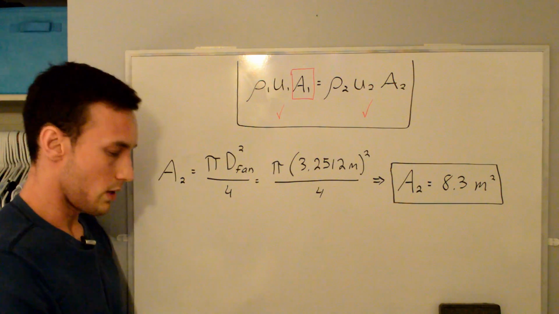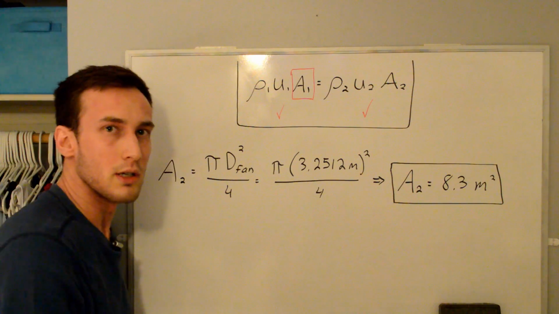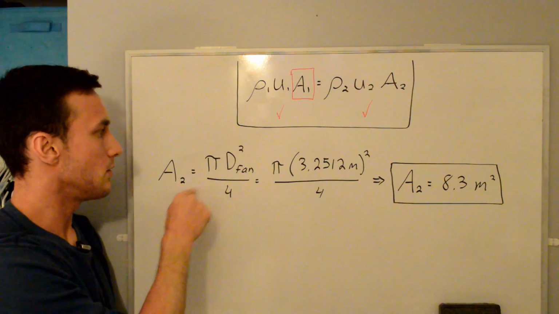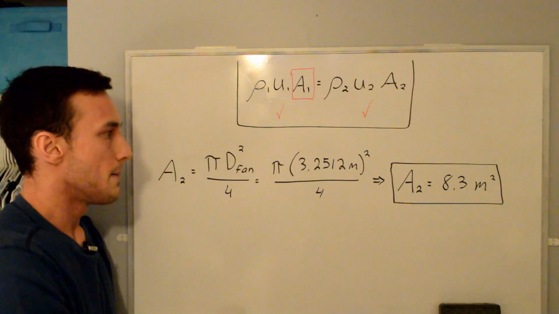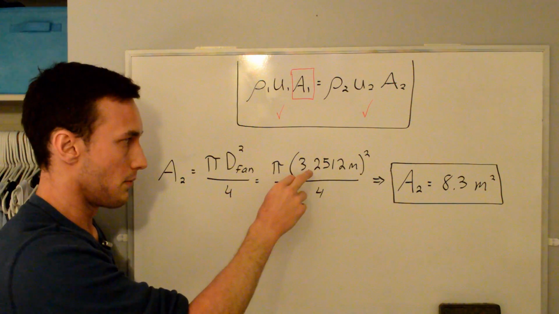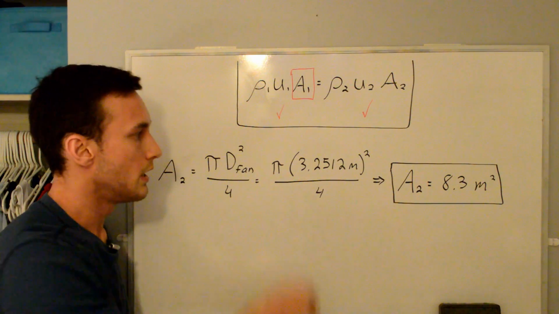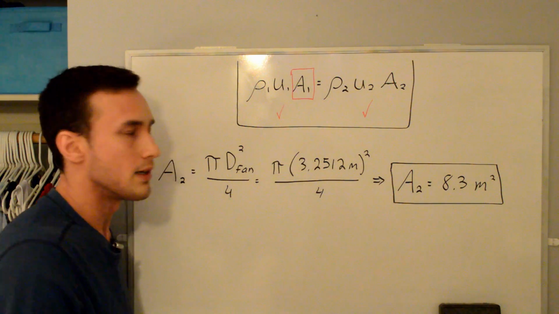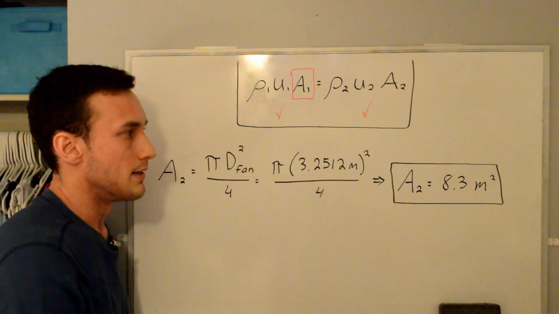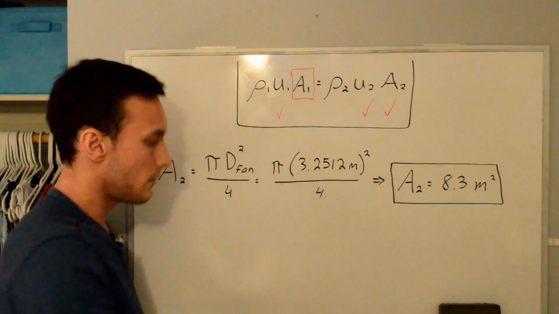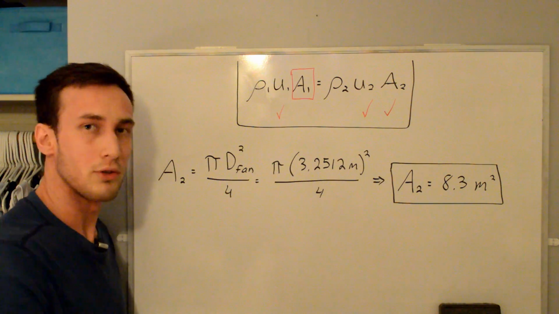So A2 we can get from the measurement of the fan diameter. I've said that the area at 2 is just pi d squared over 4, and the 128 inches is just 3.2512 meters. Put that in here and you get the area of the fan is 8.3 meters squared. So we can say, okay, we have A2 now. So let's get rho 1 and rho 2.